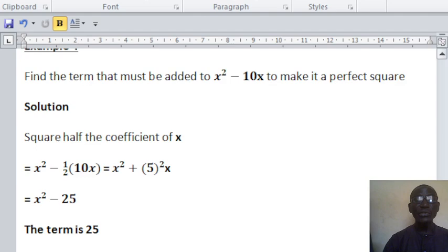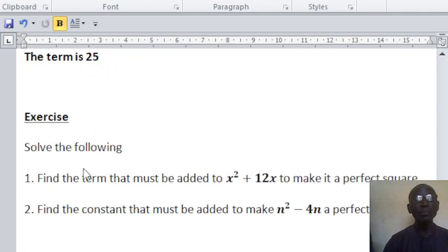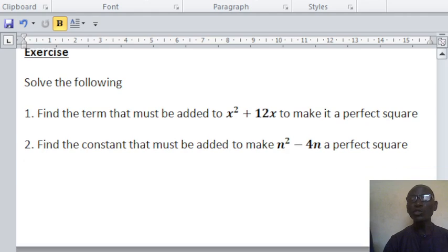Having done this, I will leave you with some few exercises to play with. Number 1, find the term that must be added to x squared plus 12x to make it a perfect square. Number 2, find the constant that must be added to this expression n squared minus 4n to make it a perfect square. So we are done with the lessons.